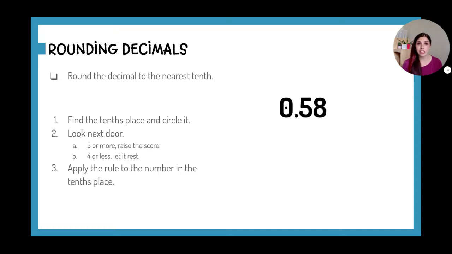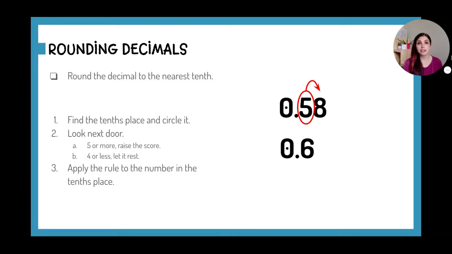Let's try it with 58 hundredths. Now first, circle the digit in the tenths place and look next door. That's an 8. Now let's look at my rule. Is 8 5 or more or 4 or less? Since 8 is larger than 5, it's going to tell my 5 to go up to the next digit, which would be a 6. So my new number is 6 tenths.